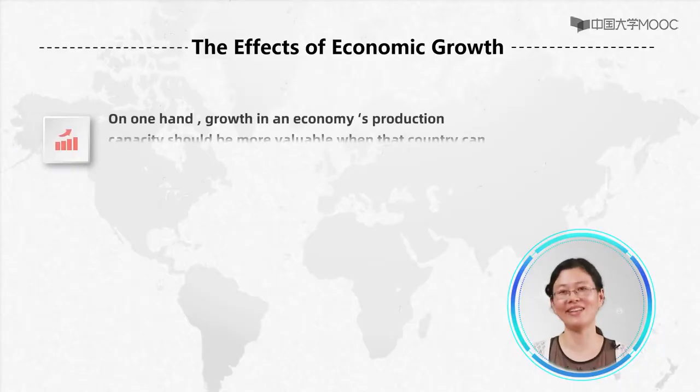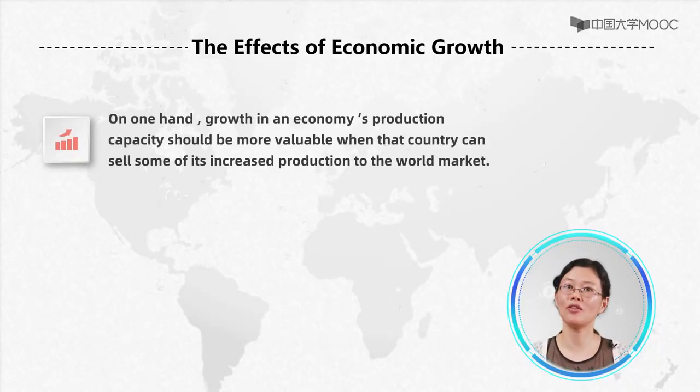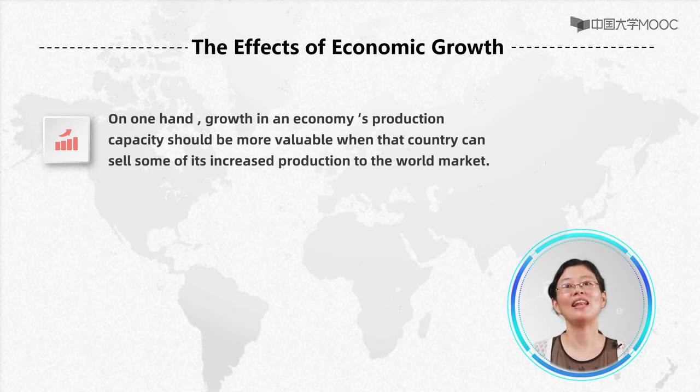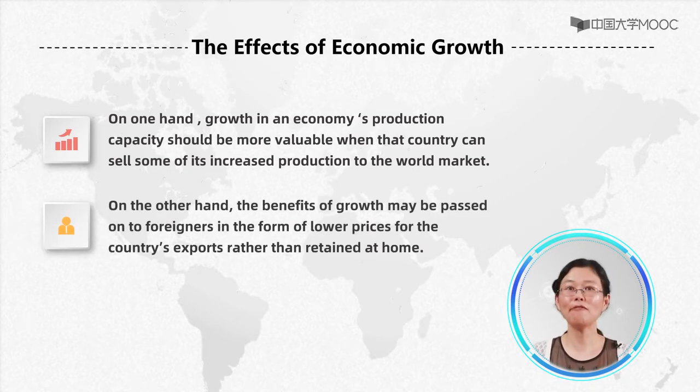It is similar when we look at the effect of growth at home. On one hand, growth in an economy's production capacity should be more valuable when that country can sell some of its increased production to the world's markets. On the other hand, the benefits of the growth may be passed on to foreigners in the form of lower prices for the country's exports rather than retained at home. The standard trade model gives us precise answers to these questions.